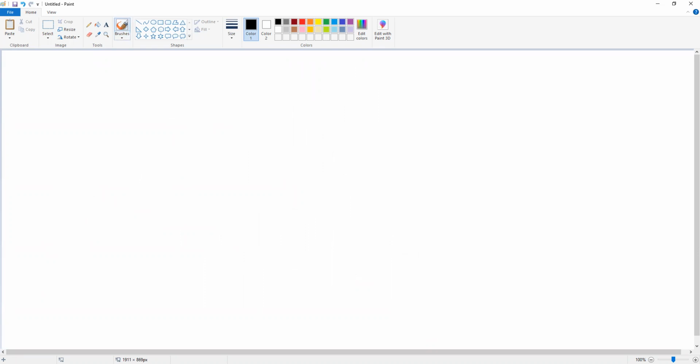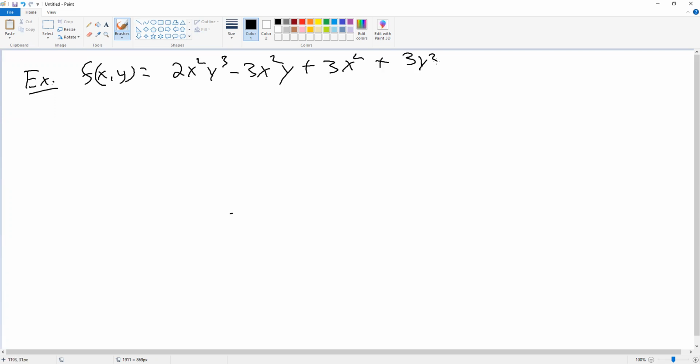Alright, let's see an example. We're going to have f of xy equal to 2x squared y cubed minus 3x squared y plus 3x squared plus 3y squared plus 1. So we're going to use Leibniz notation for this one. Find me the partial with respect to x and the partial with respect to y.